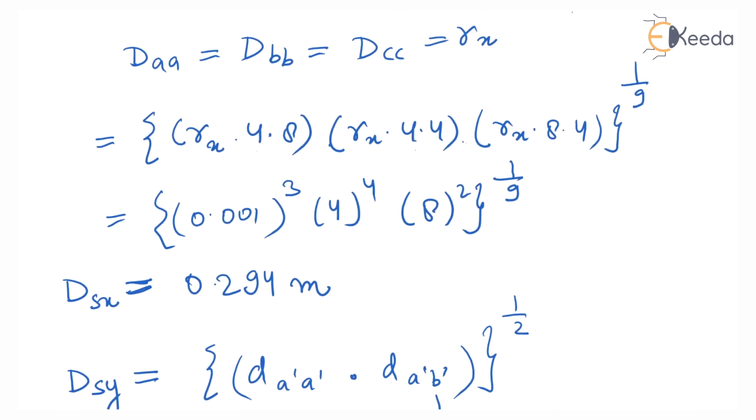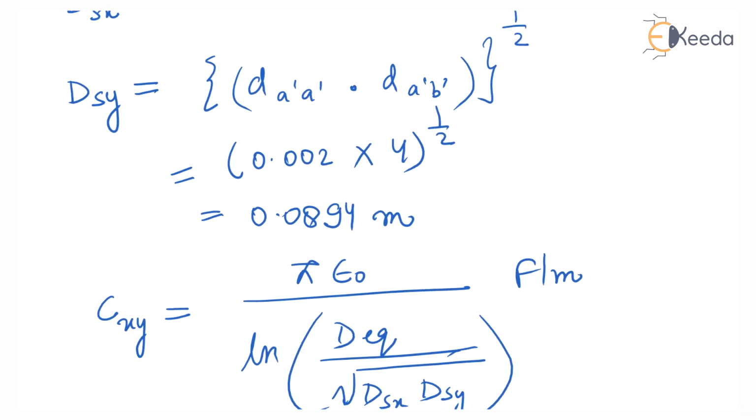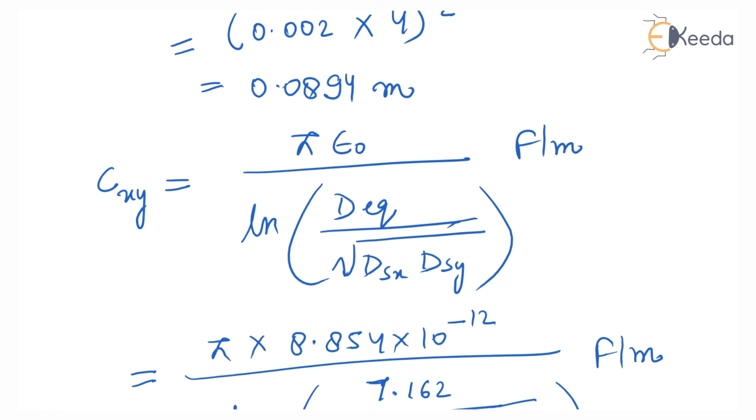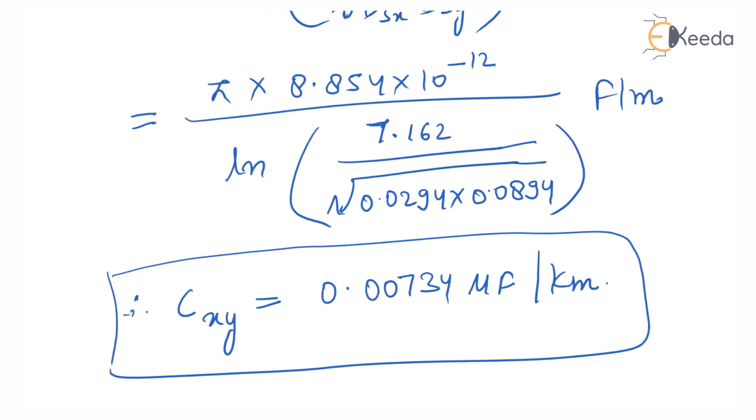So we got DSX equal to 0.0294 and DSY equal to 0.0894. On putting all the values in this equation, Cxy is equal to pi epsilon naught upon log of D equivalent upon under root DSX into DSY, farad per meter. We got the line to line capacitance for XY. This is 0.00734 microfarad per kilometer. Thank you.